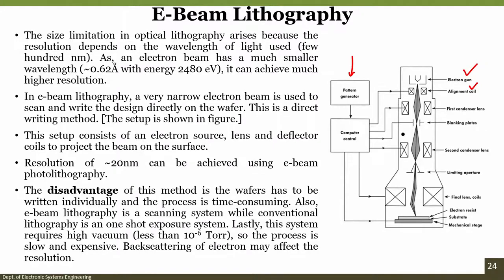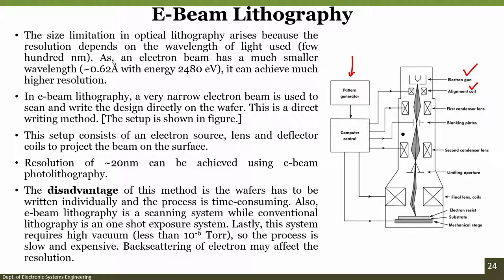You do not have to worry about it, you just have to know that there is an e-beam lithography system available. In this particular course, we are not going to use e-beam, we are strictly focusing on photolithography, which is UV exposure based lithography. However, let us see the importance of e-beam lithography. The size limitation in optical lithography arises because the resolution depends on the wavelength. An electron beam has a much smaller wavelength, and the smaller the wavelength, the more we can improve the resolution. That is why it can achieve higher resolution.